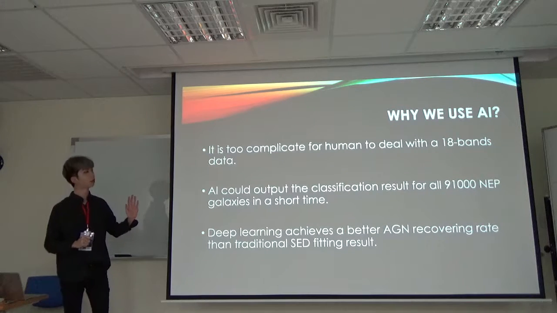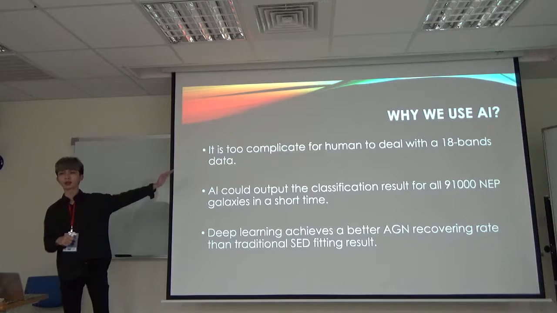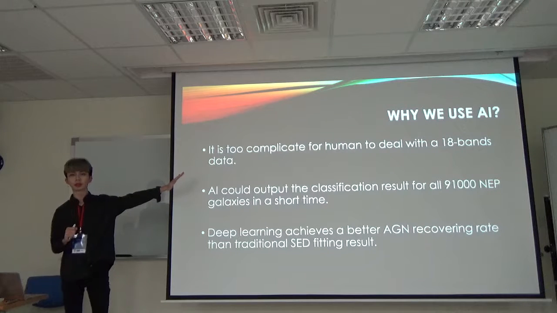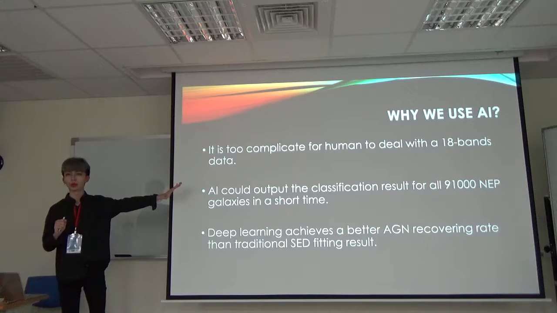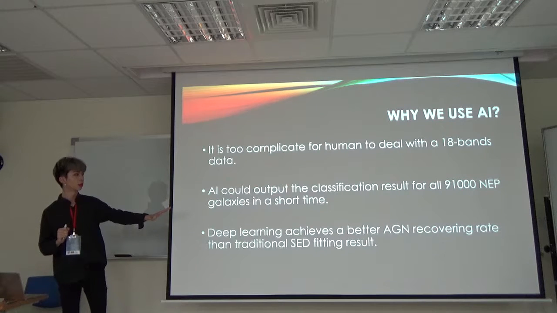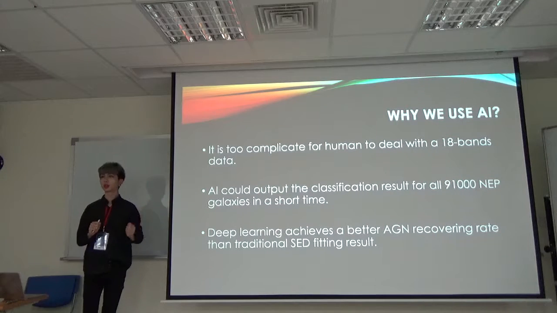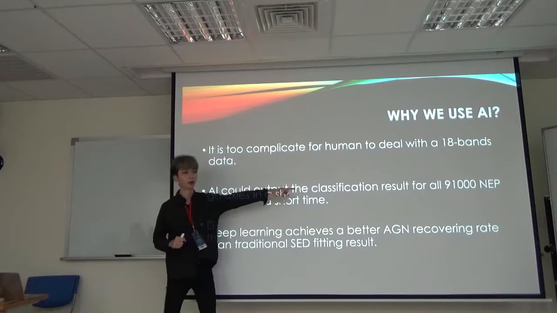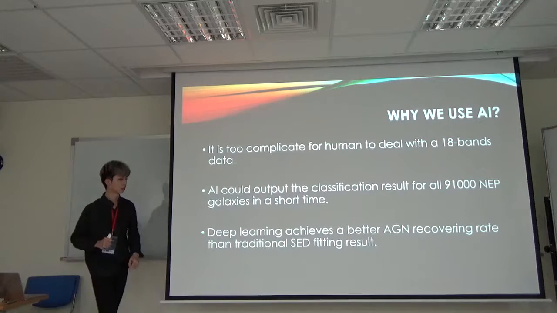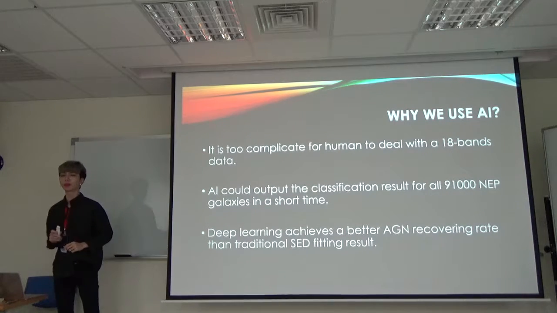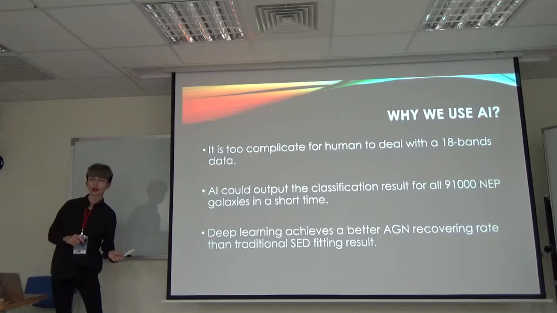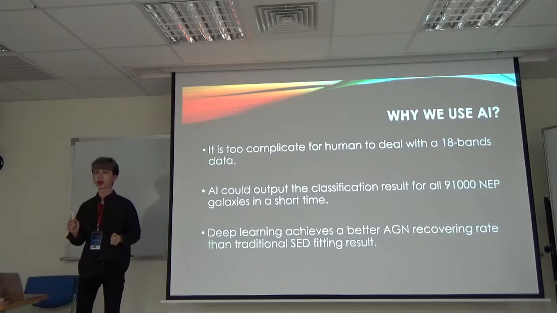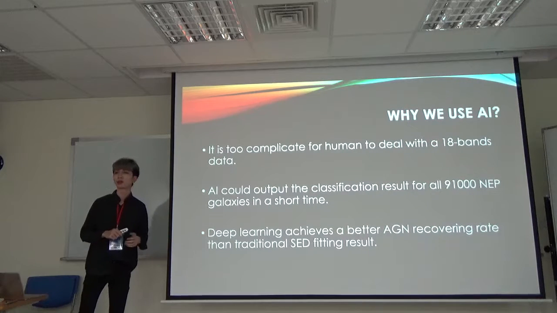Well, we have more than 18 bands for objects, so it is too hard for humans to distinguish this. AI can output the classification results in a very short time and deal with a very large number of galaxies. And the most important part is that AI technology can have a more correct classification accuracy than traditional SED fitting.